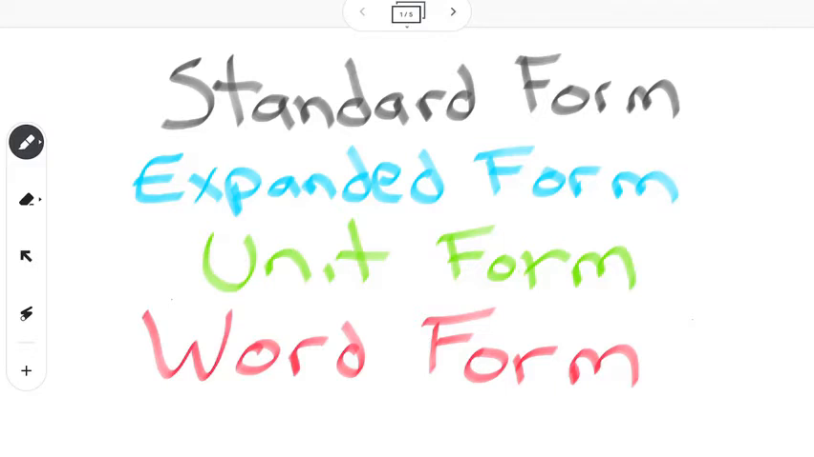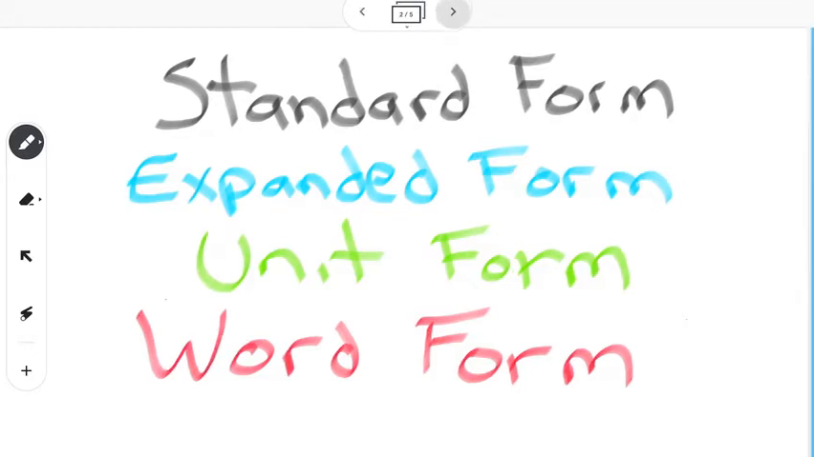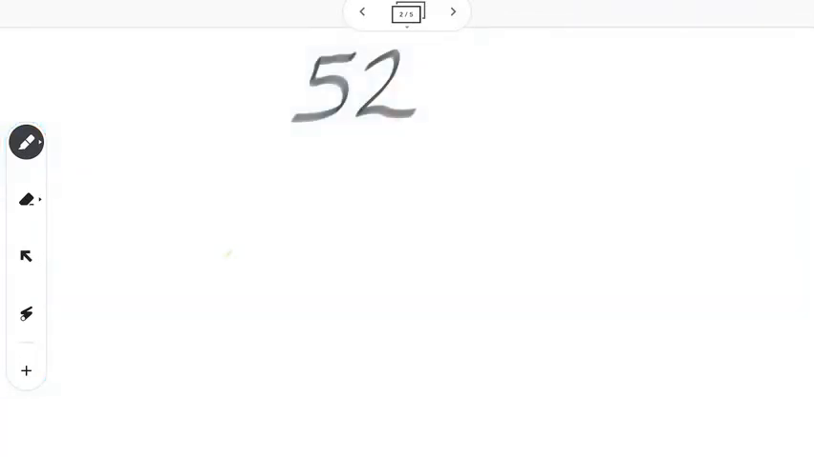All right, for this math lesson, we need to be able to tell the difference between standard form, expanded form, unit form, and word form. The thing that you guys are most common with, and what you use most of the time when we're working in math, is standard form, which is just the numbers. And I've written that down for you.